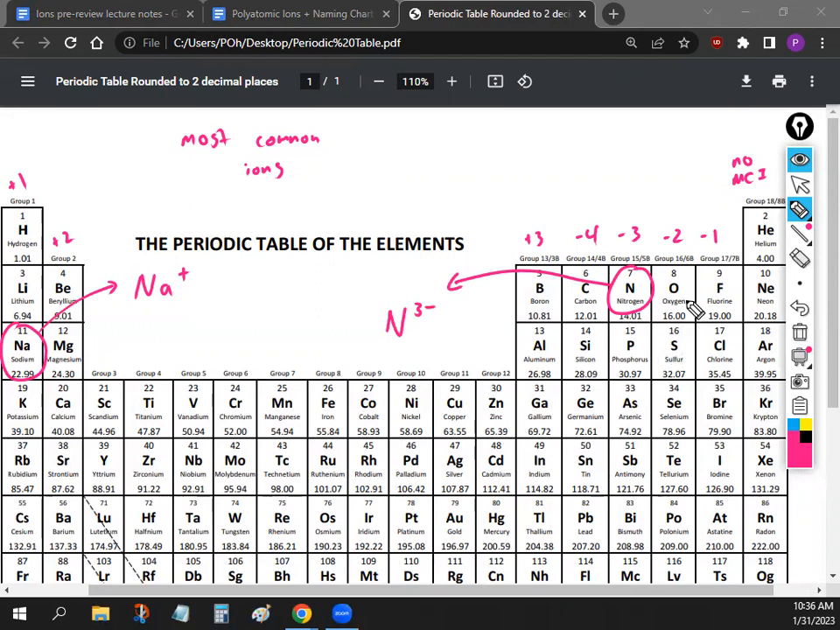If I ask you what oxygen wants to become, if you take a look on the top, oxygen wants to become -2. Okay, any questions about that? How to use that table?